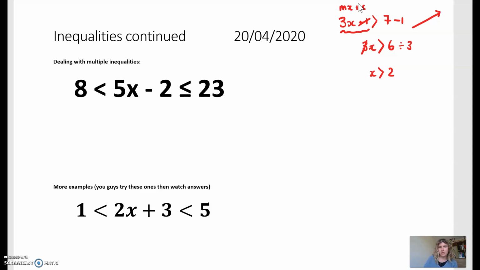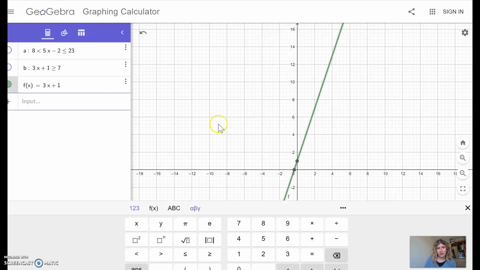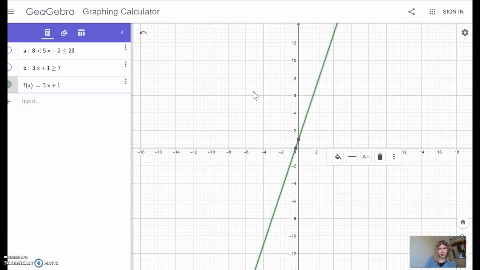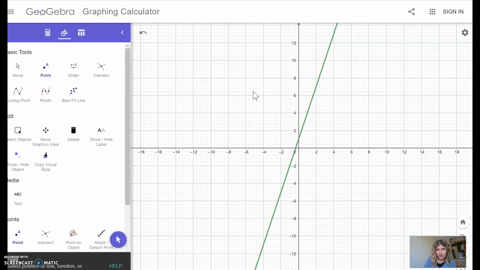I'll show you what your graph looks like. There's your 3x plus 1. We can see that we've got a y-intercept at 1 and the gradient's 3. Now, if we find where is 7, because our equation was 3x plus 1 is greater than 7, I'll just put a point on. That is here, where your equation is equal to 7, so between 6 and 8, that's where it's 7.